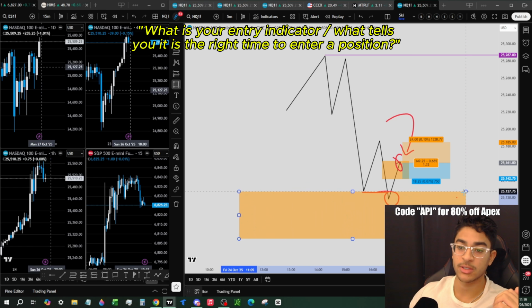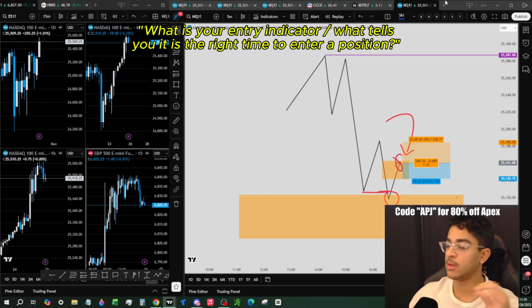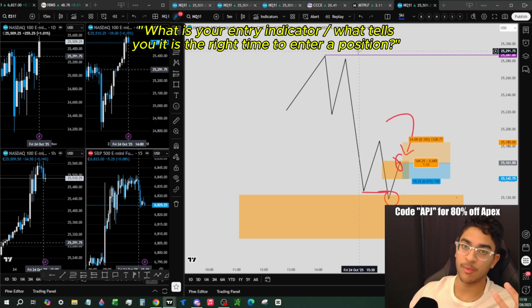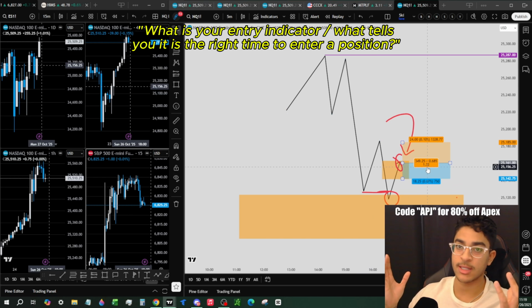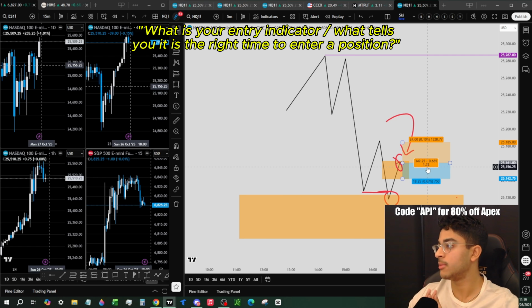So let's say we had a fresh 15-minute gap here that we tapped and reacted to. Perfect. And then discount and premium, right? So basic 50%. Obviously, this is a long in a discount. This is an A+ setup to me. Okay, that is my entry, and vice versa for shorts. Just flip everything on its head.